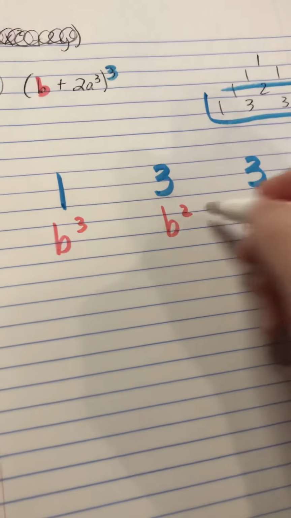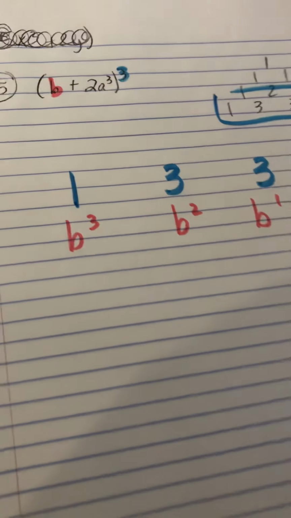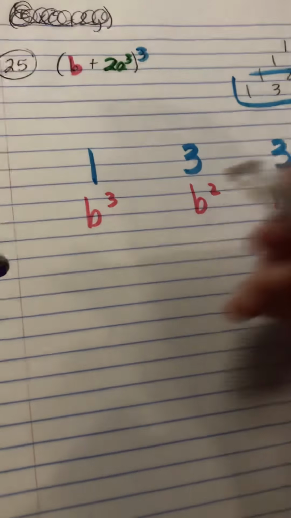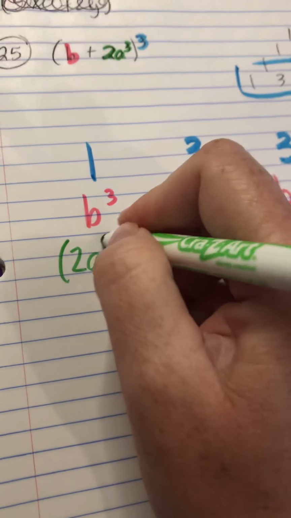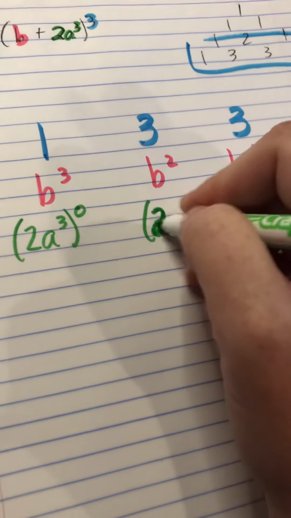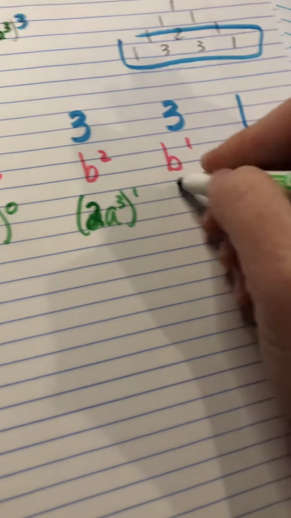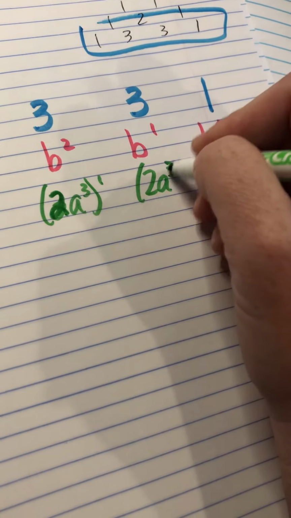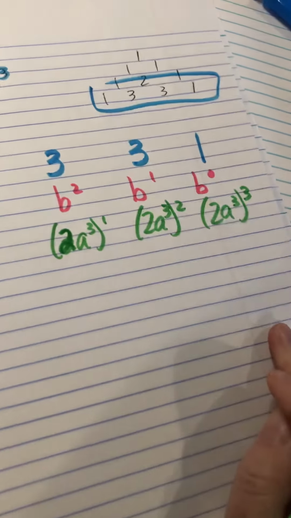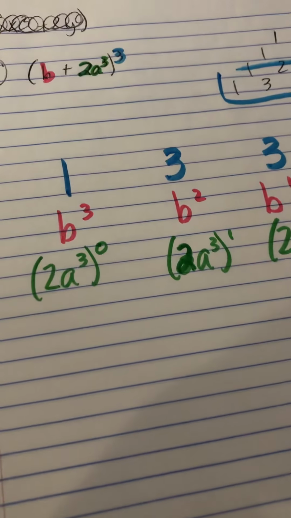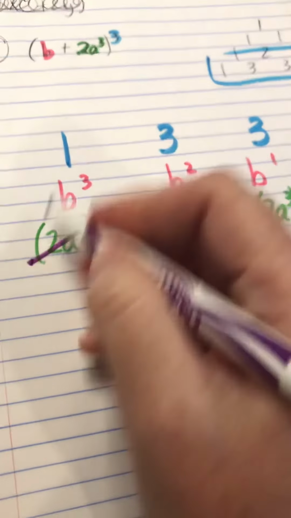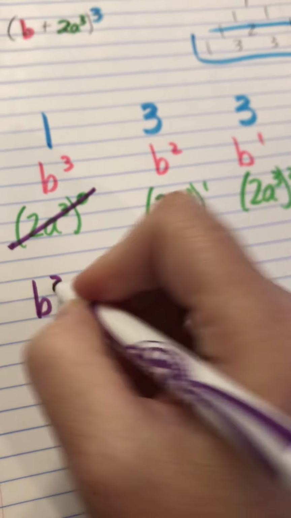That's no big deal. And then this guy. We've got a coefficient and we have an exponent. So we've got (2a cubed) to the 0, (2a cubed) to the 1, (2a cubed) squared, and (2a cubed) cubed. So it's not really the numbers this time, it's a lot more letters going on. Here we go, this cancels out, so I just have my b cubed.